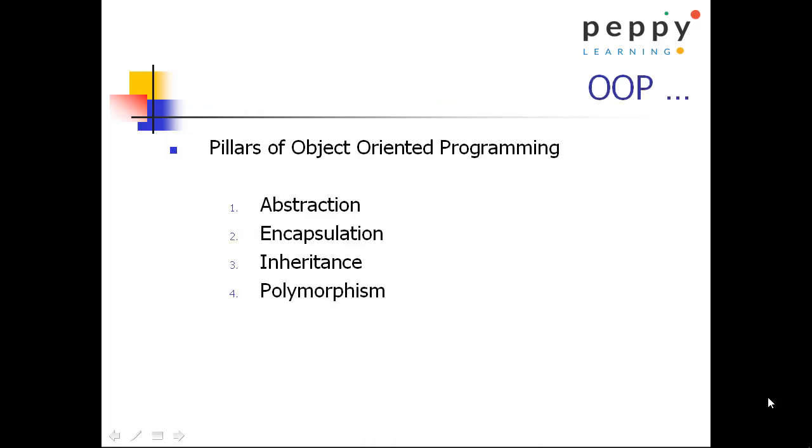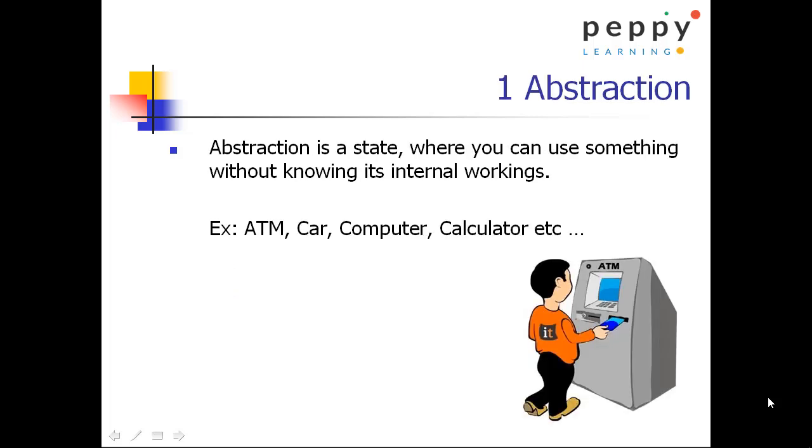Pillars of object-oriented programming. They are called abstraction, encapsulation, inheritance, and polymorphism. First, abstraction. Abstraction is a state where you can use something without knowing its internal working. Let's take an example of an ATM. When you go to an ATM, we put in our card and get the money. We are not sure about how things are happening internally. Same applies for a car, a computer, or a calculator. So this is called abstraction. This is the fundamental pillar of object-oriented programming.